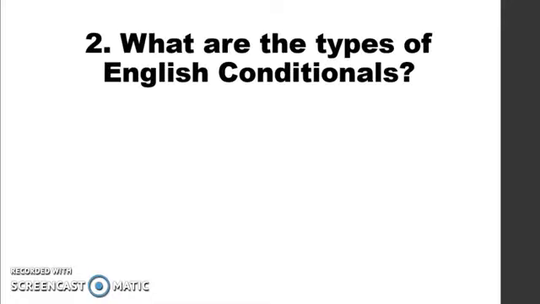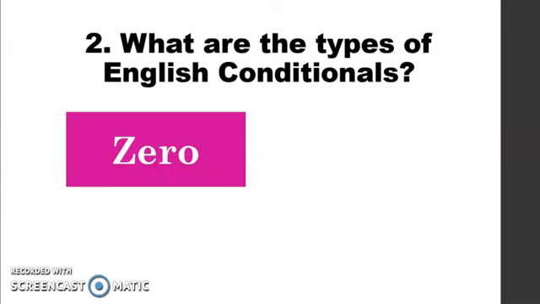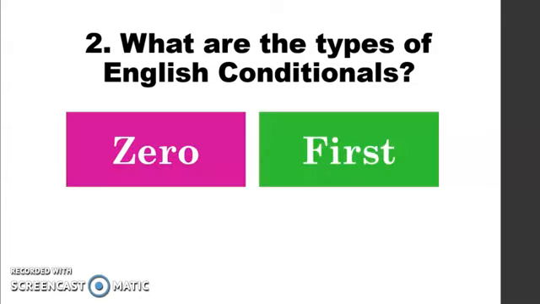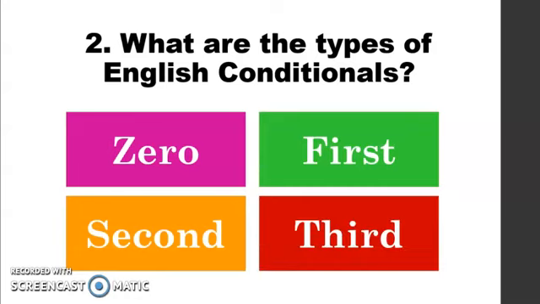Now that we know what conditional sentences are, let's get to know the types of English conditionals. There are four main types of if sentences or conditionals in English. We have the zero, first, second, and third conditionals. But in this lesson, I will discuss with you three of them. I will discuss the zero, first, and second conditional.